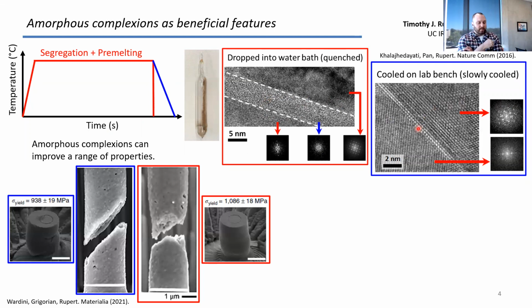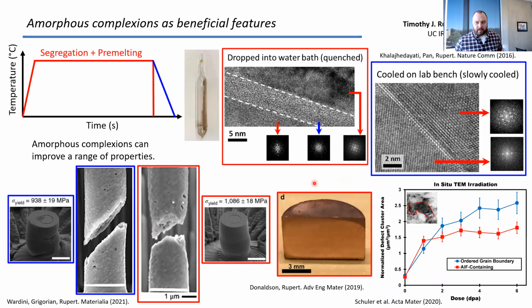That's not really the focus of what I'm going to talk about today. But for example, we can see that these amorphous complexions can make our materials stronger and more ductile at the same time. We can use them to fabricate bulk pieces of these nanocrystalline metals. And then we can also make these materials more radiation tolerant.